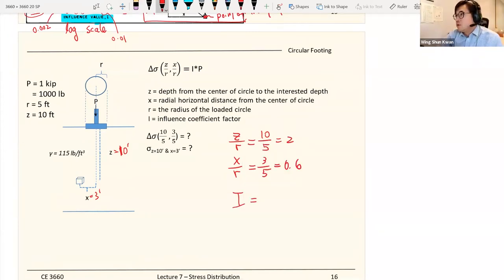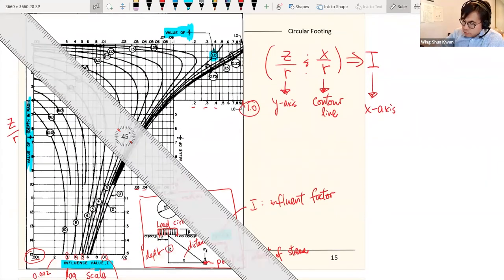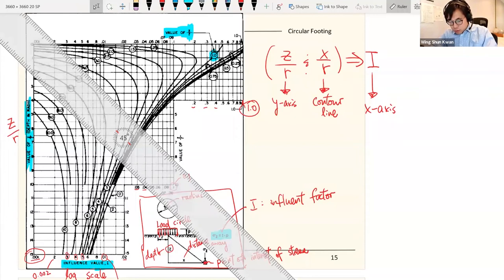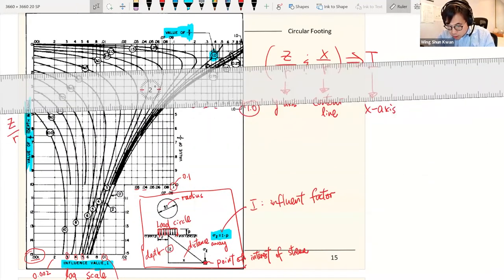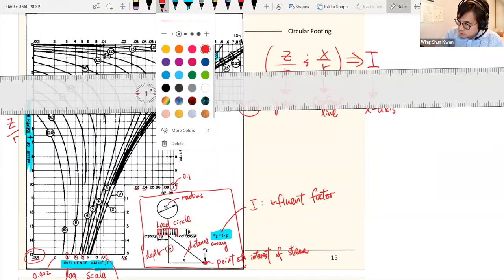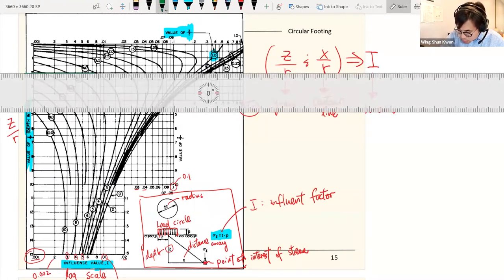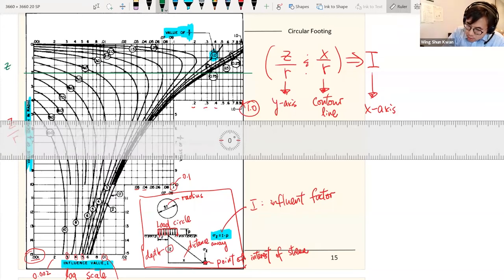And we need to use the design chart to help us do that. So we go to this design chart. First of all, we know the Z over R is 2. So 2 is here on the y-axis. Let me try to use another color for this one. So the Z over R equals 2. The other one we find is X over R, which is 0.6.